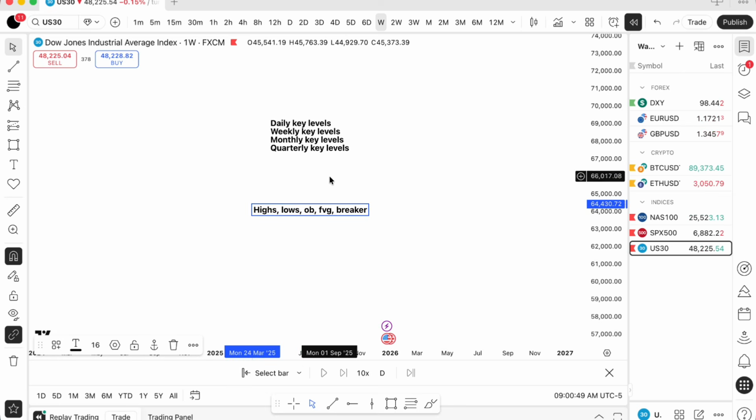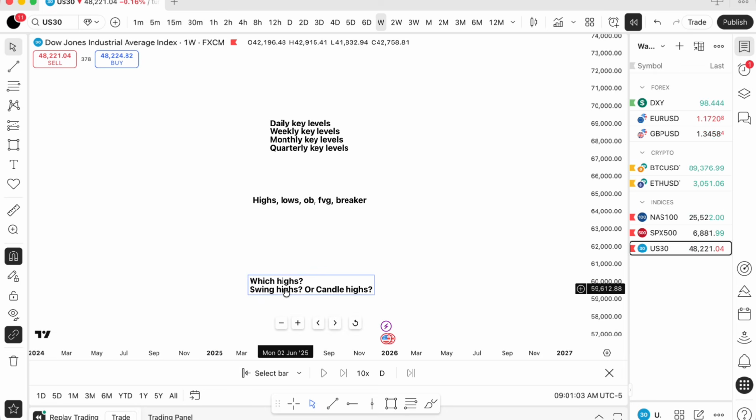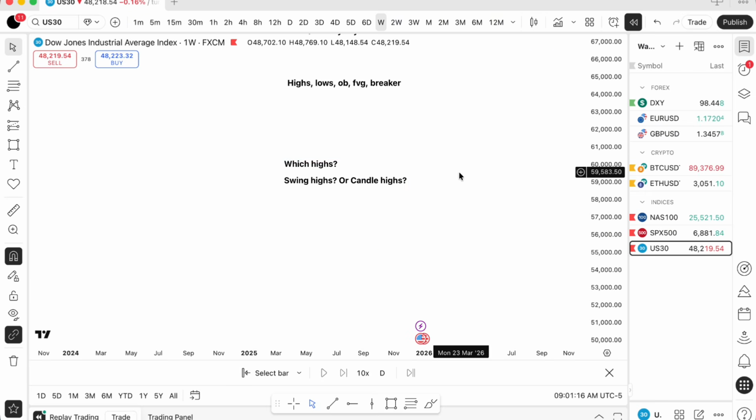Also, right there, because there is something that I've been asked very often. Which highs? Swing highs or candle highs? So you can use both. But swing highs are key levels to give you retracement from. Candle highs will give you continuations. What does this mean?